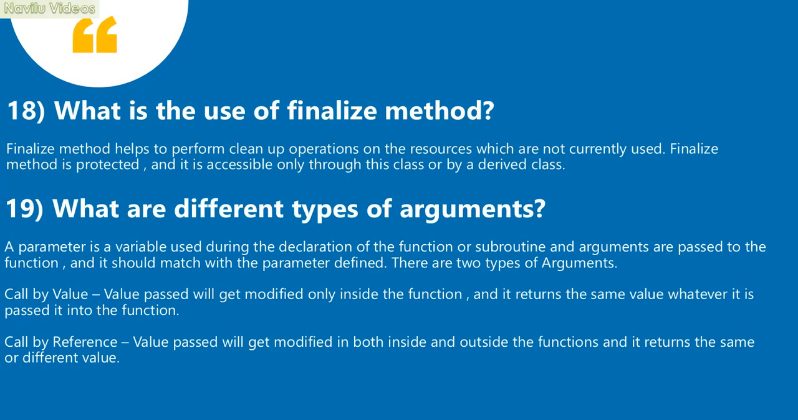19. What are different types of arguments? A parameter is a variable used during the declaration of the function or subroutine, and arguments are passed to the function, and they should match the parameters defined. There are two types of arguments. In call by value, the value passed will get modified only inside the function, and it returns the same value whatever was passed into the function. In call by reference, the value passed will get modified both inside and outside the function, and it returns the same or a different value.